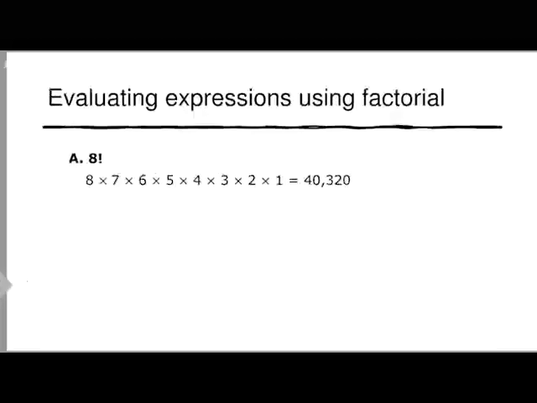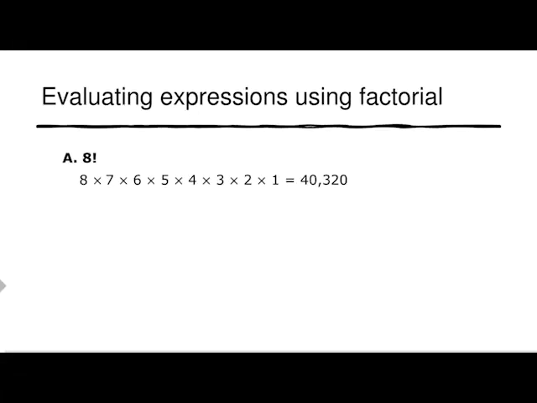If I want to evaluate 8 factorial, this means 8 times 7 times 6 till I reach 1, the product from 8 to 1, which is 40,320. Let's take another example. 4 factorial. Pause the video and think about it a little bit. 4 factorial is equal to 4 times 3 times 2 times 1.